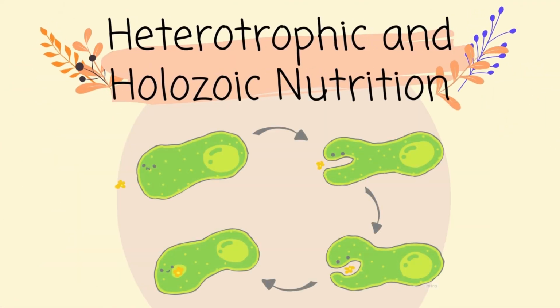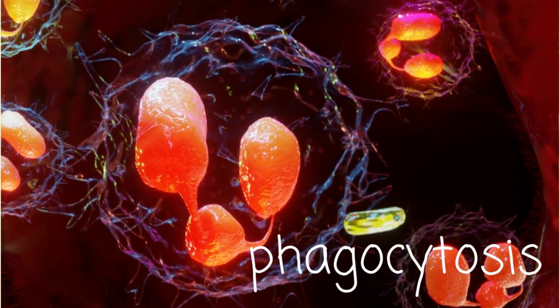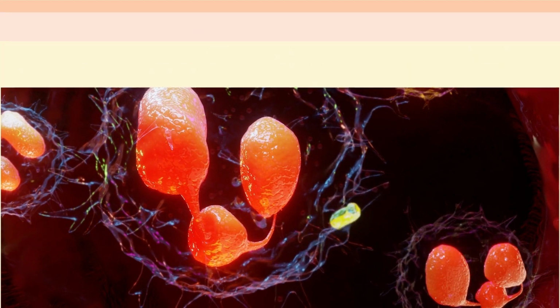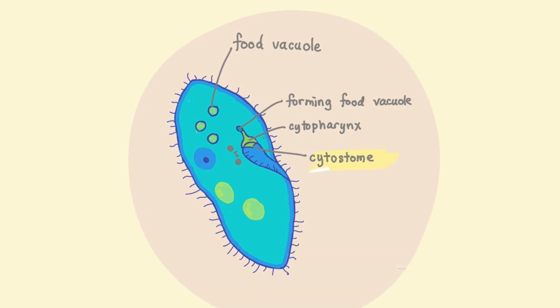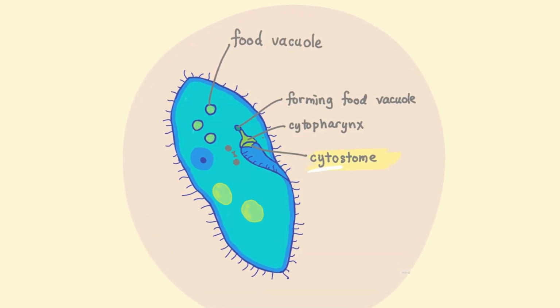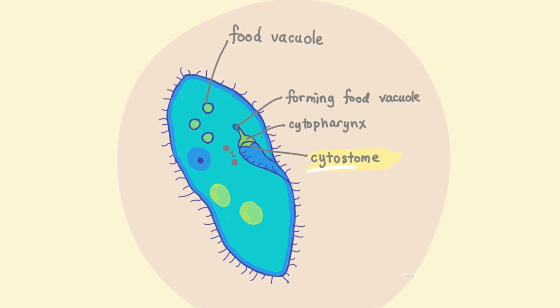Protozoas are heterotrophic and have holozoic nutrition. They ingest their food by phagocytosis. Certain types of protozoas have a specialized structure called cytostome, which allows them to feed by phagocytosis.